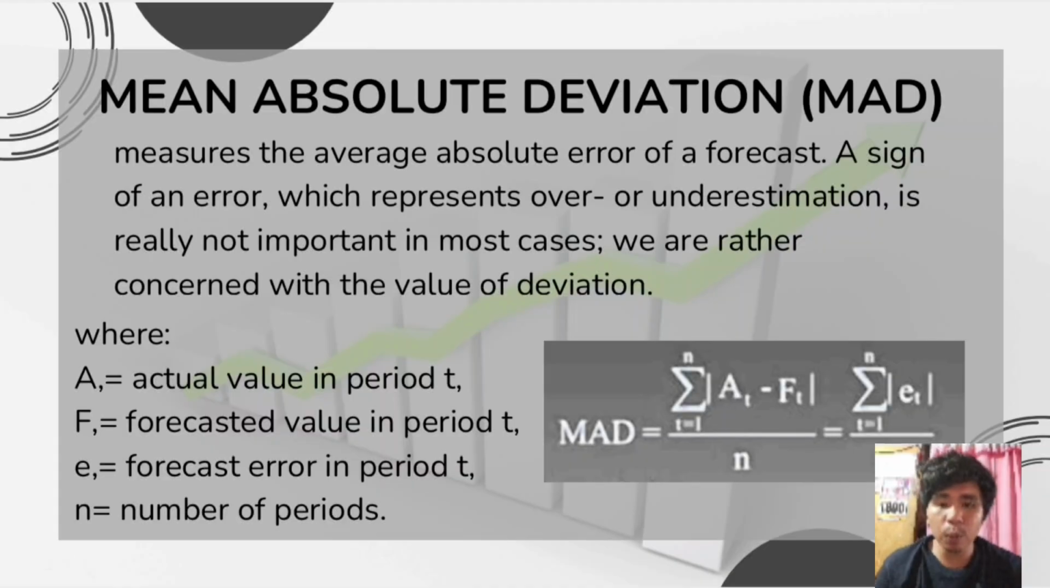And A is the actual value in period t, F is the forecasted value in period t, E is the forecast error in period t, and n is the number of periods. This is the formula for the mean absolute deviation or MAD.